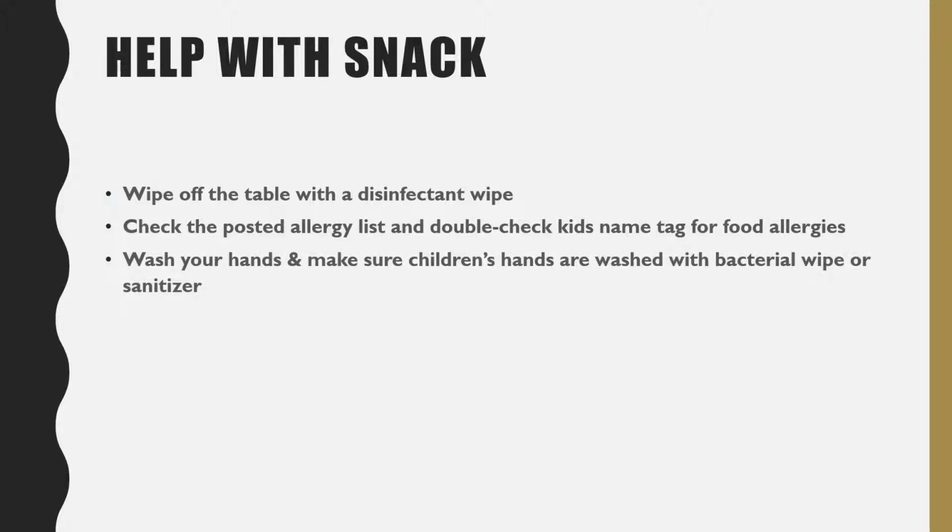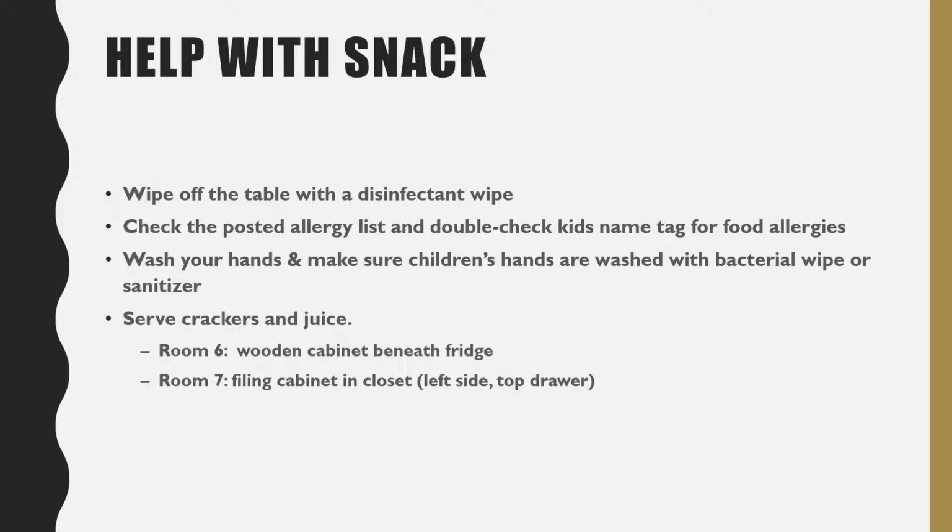Then you want to wash your own hands and make sure the kids' hands are washed either with a bacterial wipe or sanitizer as they are provided in your classroom. Then you want to serve the crackers and juice. There are refrigerators in room 6 and 7 for the juice, and the crackers are stored in the wooden cabinet just beneath the fridge in room 6, and in the filing cabinet, the top drawer on the left side of the closet in room 7.